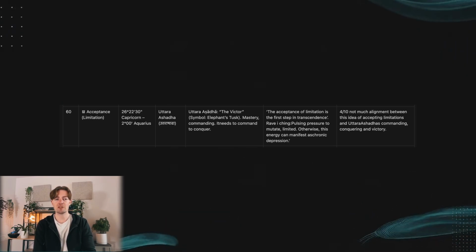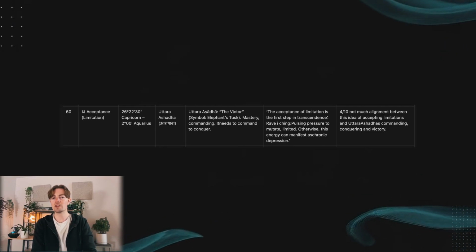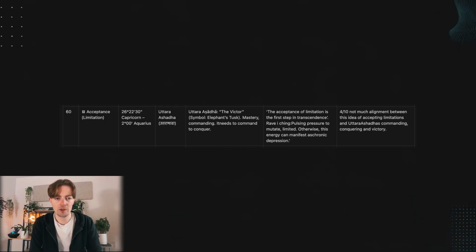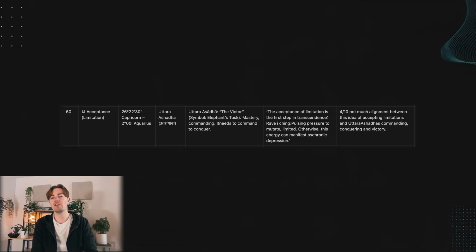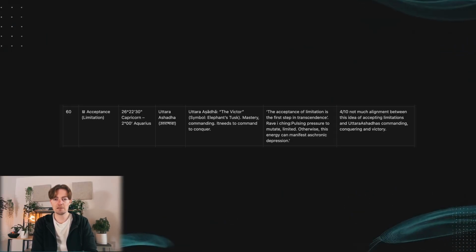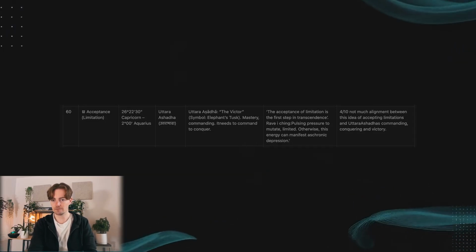The human design gate is about accepting limitations as a way to move forward, whereas Uttara Ashada would not have any acceptance of limitations. It would just smash through it because it has this victorious glory kind of ridden energy to it. So I've given that a 4 out of 10, not a direct archetypal alignment.